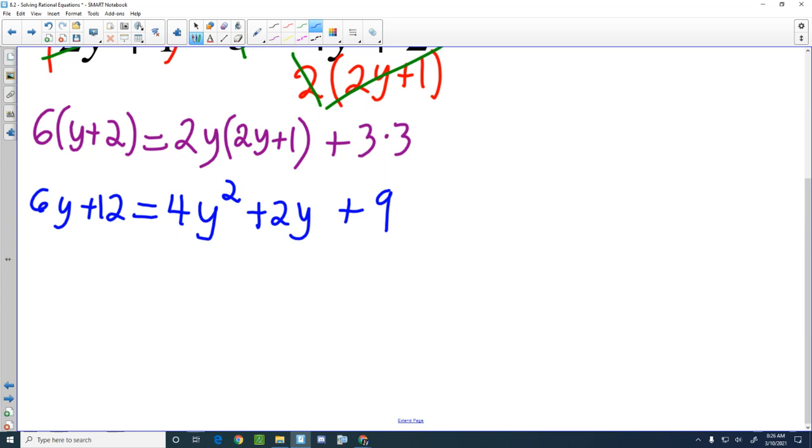After we distribute, we see that we've got y squared and we have a y. So this is going to be a quadratic, so we're going to get 2 answers, perhaps. Whenever you have a y and a y squared, or an x and an x squared, we want to set it equal to 0. Move everything to one side, get a 0 on the other side. So I've got my 4y squared. I have a 2y. I'm going to subtract 6y to get negative 4y. And then 9 minus 12 is negative 3.